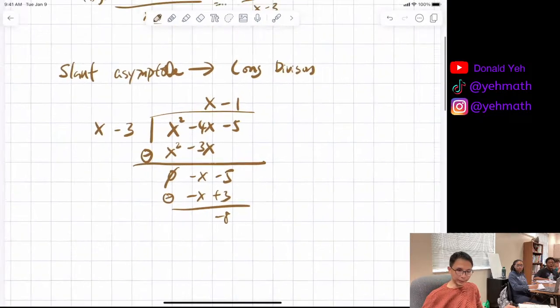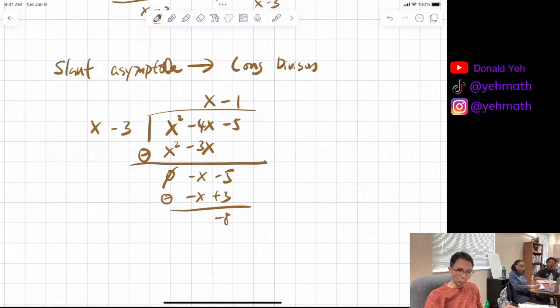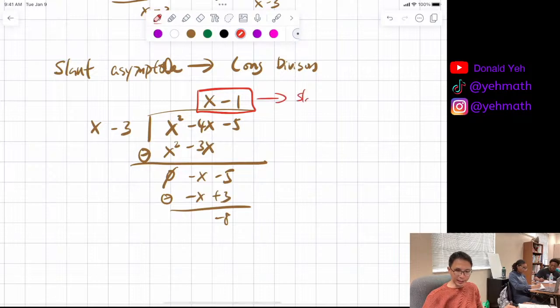If you did it right, then what you're going to do is highlight this part. This is your slant asymptote.